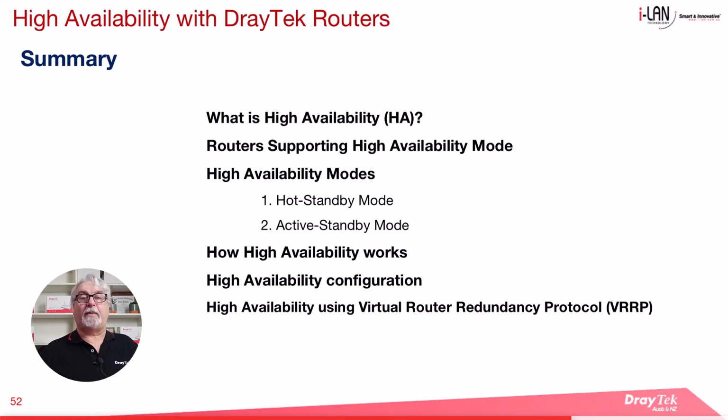To summarise, we started by looking at what high availability is and which routers support it. Then we looked at the two high availability modes, which are hot standby and active standby. We also looked at how high availability works and how to configure it. Finally, we looked at the latest feature added to DrayTek routers, which is Virtual Router Redundancy Protocol, VRRP.